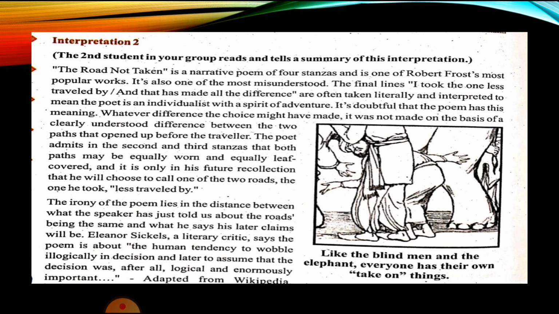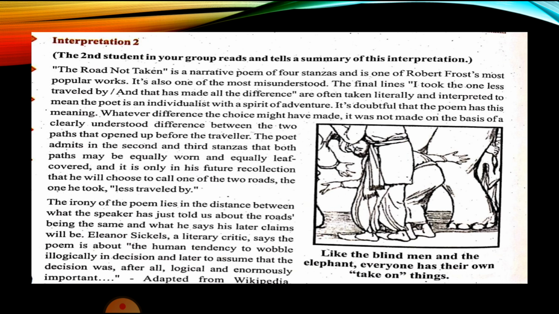The Road Not Taken is a narrative poem of four stanzas and is one of Robert Frost's most popular works. See, it's a most popular work of Robert Frost, and it is also one of the most misunderstood poems. See, the final line, "I took the one less traveled by, and that has made all the difference," is often taken literally, and it has an interpretation that the poet is an individualist with a spirit of adventure. So it is doubtful that the poem has this meaning.